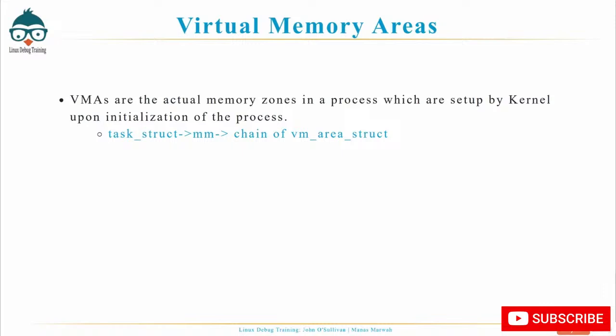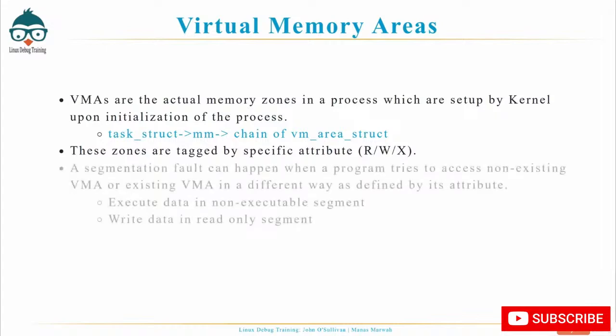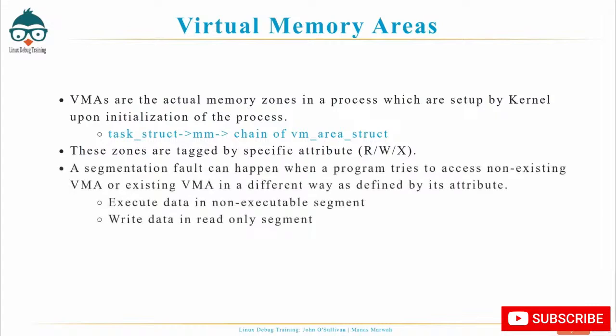These memory sections, or zones, are defined by task_struct and by the memory management structure mm_struct. The different zones can have different read, write, and executable attributes. A segmentation fault can occur when a program attempts to access a non-existent region, or when it tries to perform an operation on a section of memory which does not permit that operation. A common example of this would be when it tries to execute data in a non-executable segment, or when it attempts to write to a read-only segment of memory.